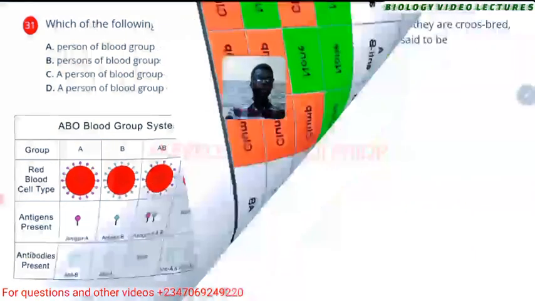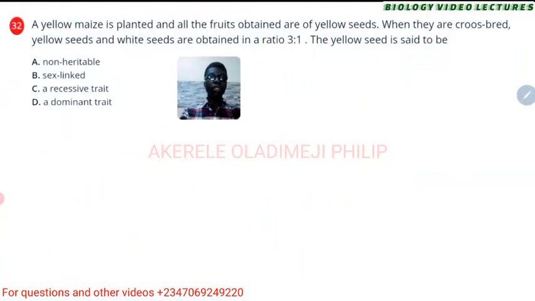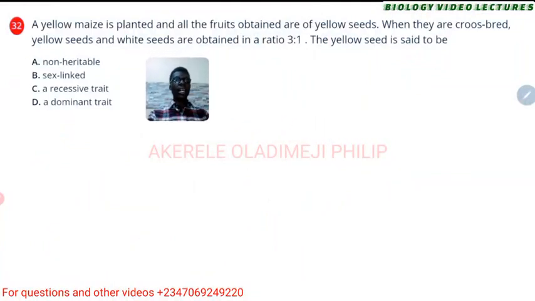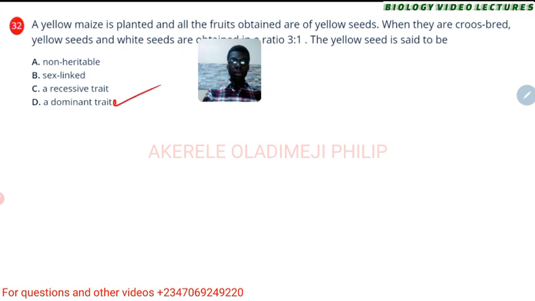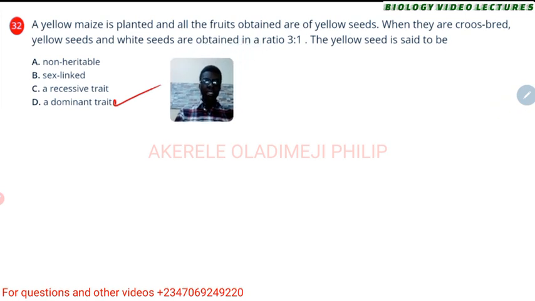Moving on. Then it says here, a yellow maize is planted and all the fruits obtained are yellow seeds. Then when they are crossbred, yellow seed and white seed are obtained in a ratio. The yellow is said to be dominant. Actually, that means for the yellow to show, it's dominant. All right, hope that is clear. I think I've explained this before.